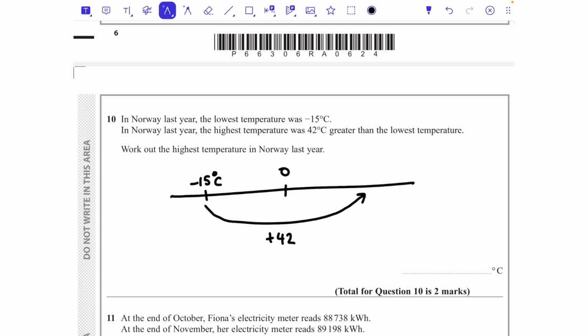Now we know it would take us 15 to get up to 0. So to get to here would take us 15. So I need to know how much more to go on this side. And to do that, it's going to be the difference. What is 42 take away 15? Now, if there's more on the floor, we're going to need to borrow from next door. So 2 take 5, we can't do that. We're going to borrow 1 from here and make it 3. 12 take 5 is 7, and 3 take 1 is 2. So that is 27 degrees C.